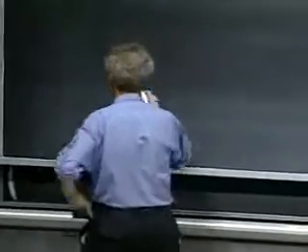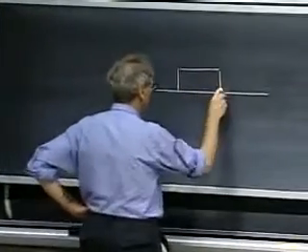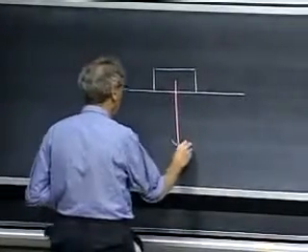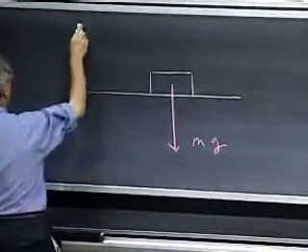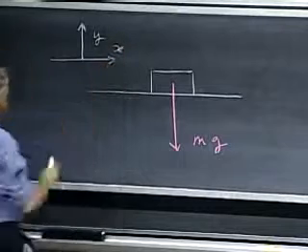We're going to talk about friction, which we have never dealt with. Friction is a tricky thing, not as easy as you may think. I have an object on a horizontal surface. The object has a mass m, gravitational force mg. This is the y direction. This could be the x direction.